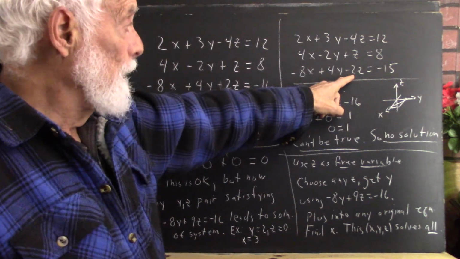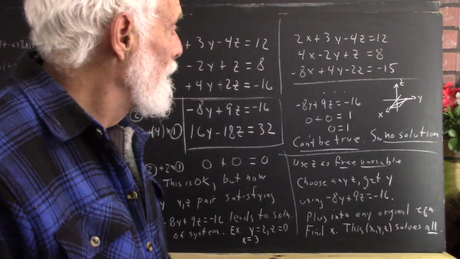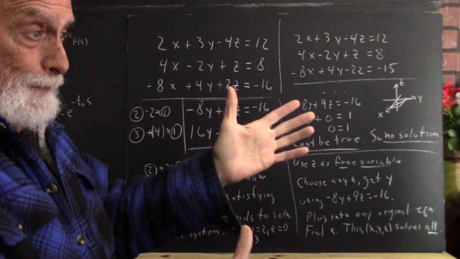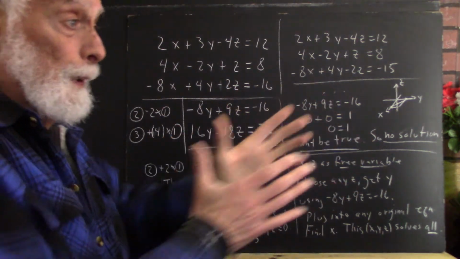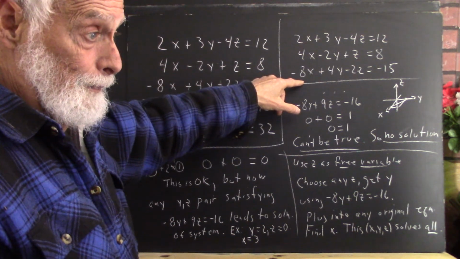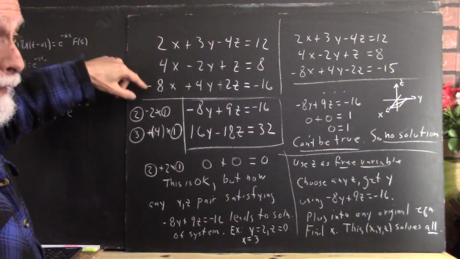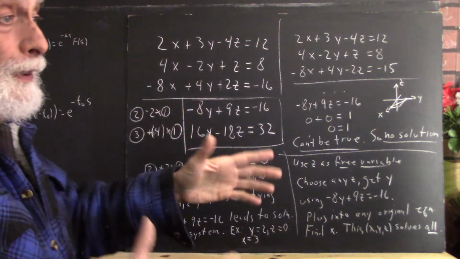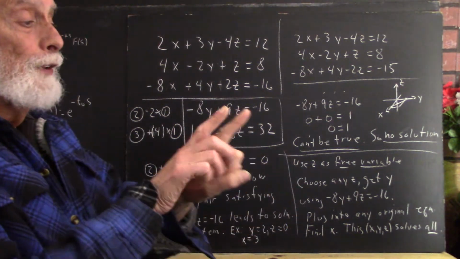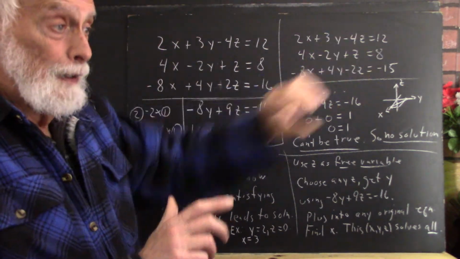That means that this plane is a little bit different. It's parallel to this plane, but it never meets it. Just like two lines are parallel, these two planes are parallel, but they don't meet. These two planes are parallel, but they do meet. They're identical. Just as in a system of two equations and two unknowns, if your lines turn out to be the same, then you have infinitely many solutions on that line.